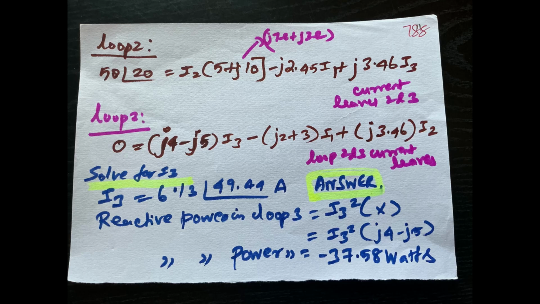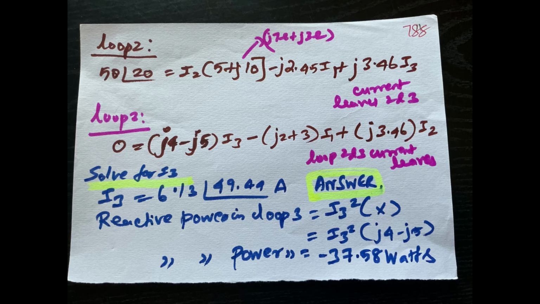In this way we form loop 1, loop 2, and loop 3. In the coupled circuit formula, use minus for mutual inductances. Then the current direction is considered: minus into minus gives plus sign. Put plus j3 in the last term. Solve for I3: solve the 3 equations and find the I3 value. Use the complex to polar form. I explained in previous classes how to convert complex to polar and polar to rectangular using a calculator. I3 is found as 6.1 angle 49.44 ampere.